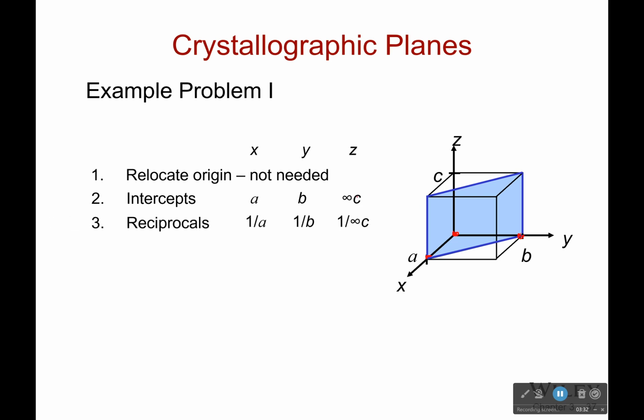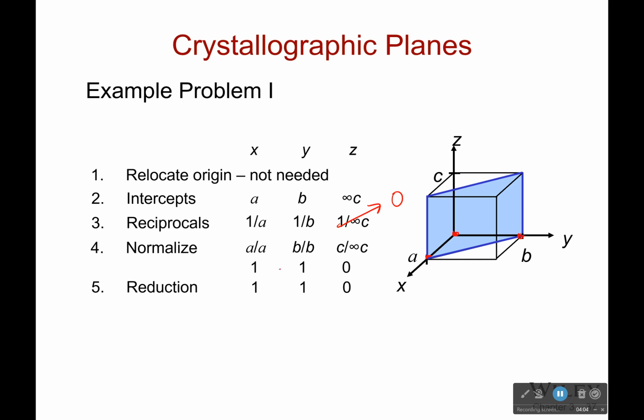I invert those, so 1 over a, 1 over b, and 1 over infinity, which becomes 0. 1 over infinity is always 0. Anything divided by a finite number over infinity is usually 0. If you got infinity divided by infinity, that's where things get really wonky and weird. And then you normalize them. So I multiply each of them by their respective lengths: a by a, b by b, and c by c. And I get 1, 1, 0. Finally, I put those in parentheses.